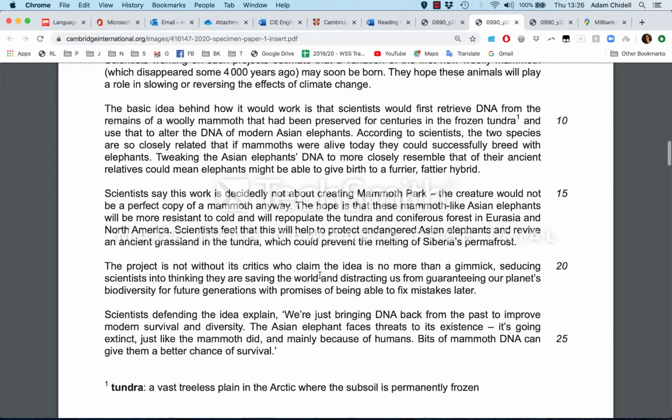Now, "and" joins together parts of a sentence, doesn't it? So that again might be a clue that after the "and," we've got another point that we could use to help us answer this question. So let's see what it says.